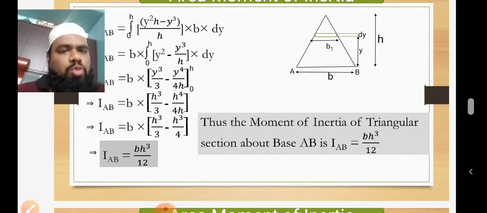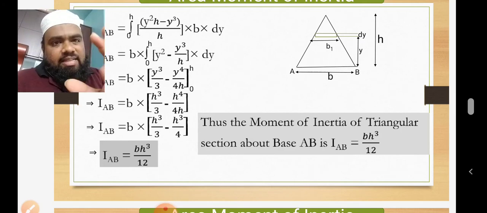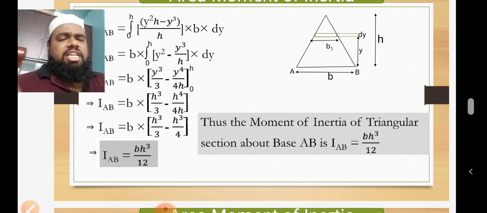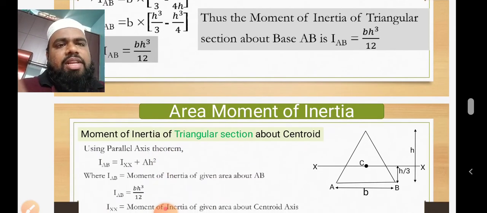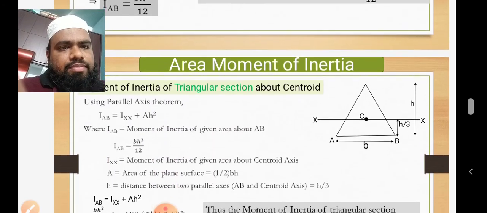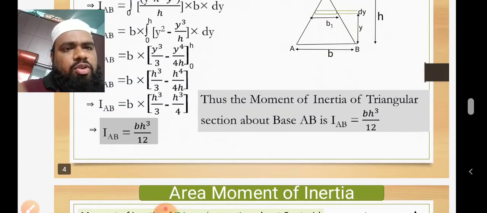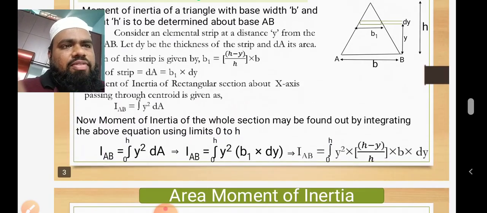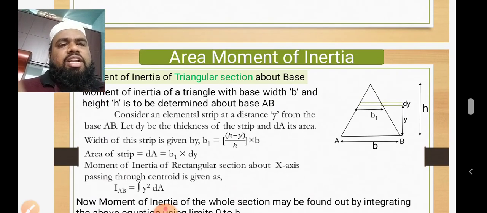Whoever practices more, whoever concentrates more, whoever listens more, whoever is serious about things, it is very easy for them to conquer everything. So it is not tough. Okay, we'll move into the next topic. We'll make another video on this. In this video we only considered the moment of inertia of a triangular section about its base.